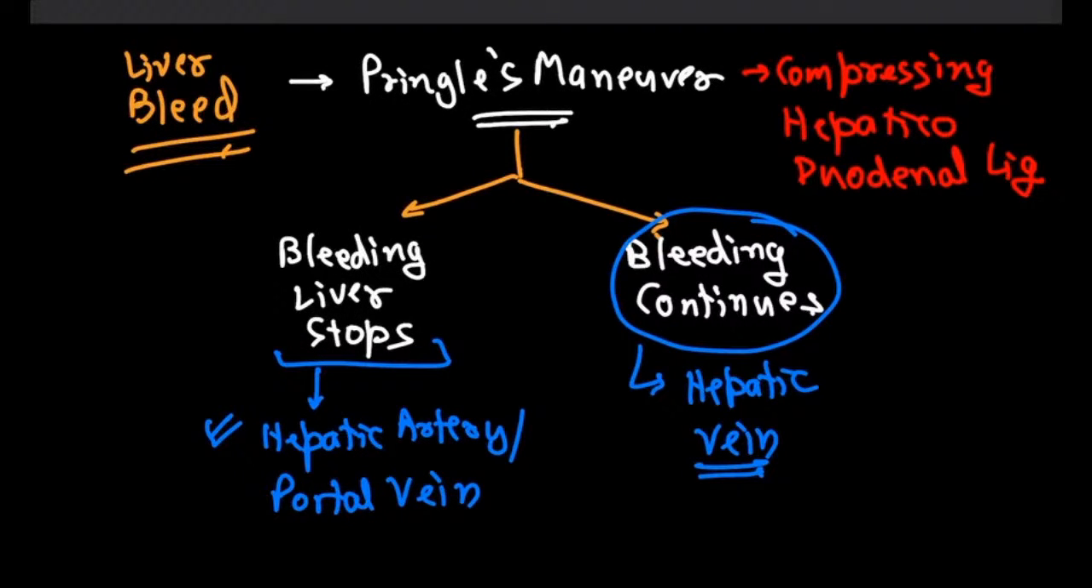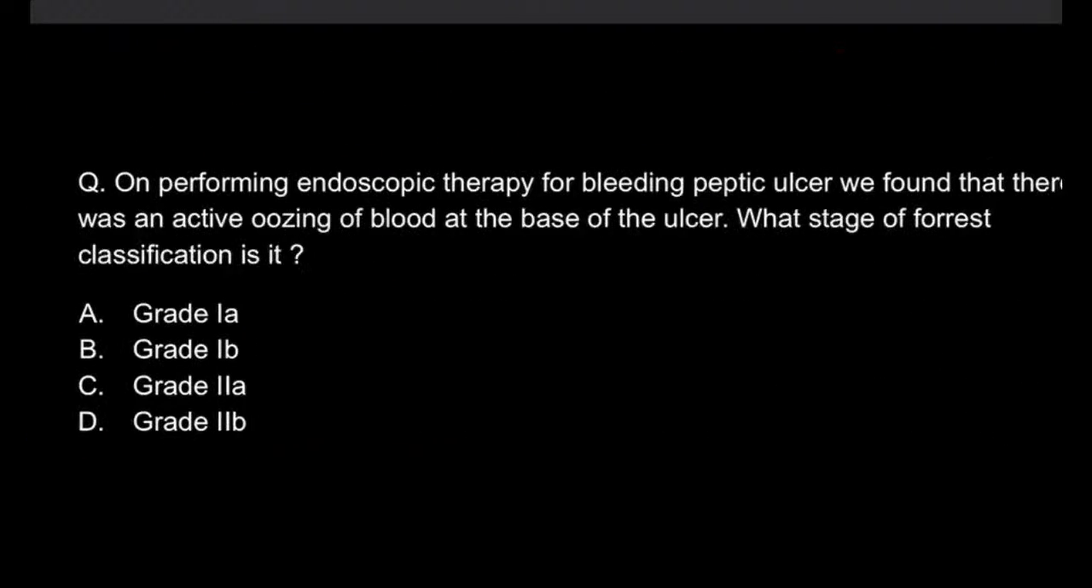It is going to stop. But if the bleeding is continuing, it means that the source of bleeding is not the hepatic artery or the portal vein, it is a hepatic vein. Okay, so yeah, that is the concept of a Pringle maneuver.